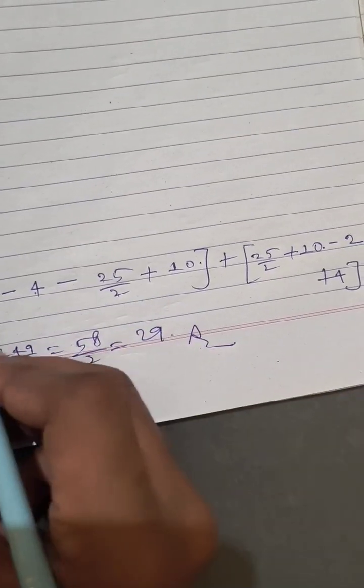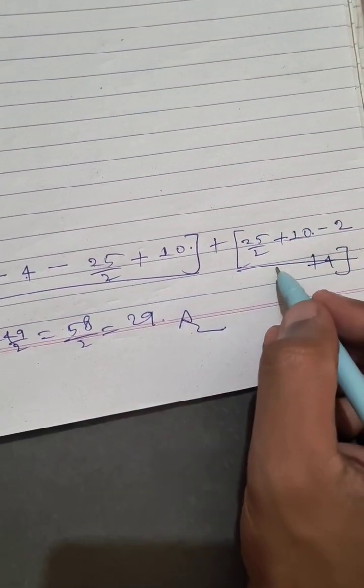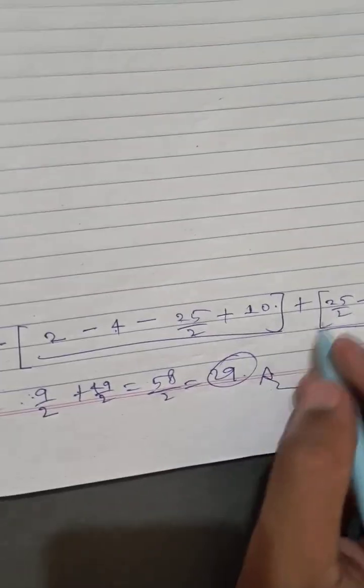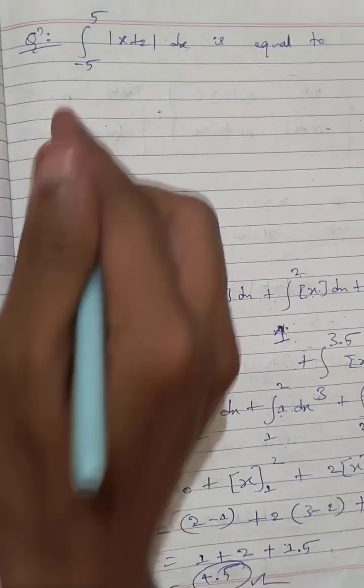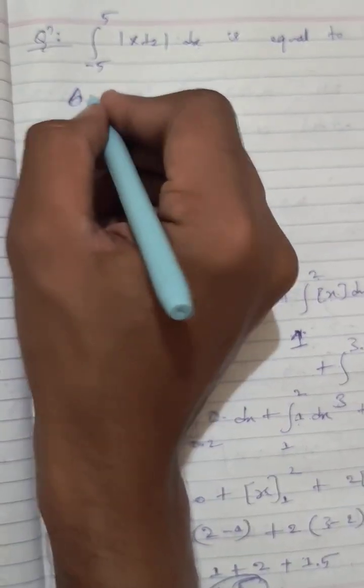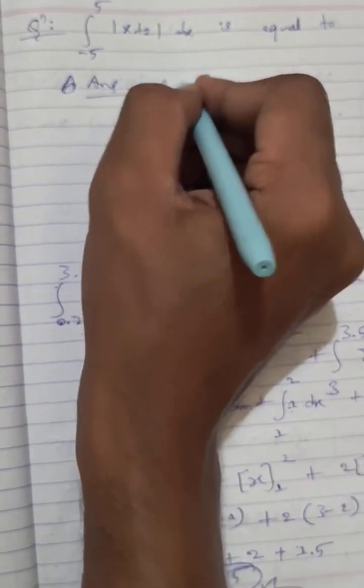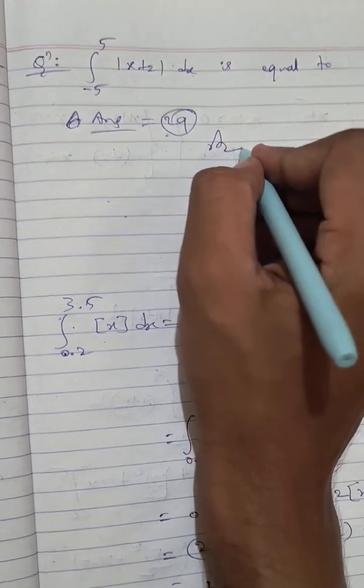Observe the calculation whether it is right or wrong. So the answer is 29. Which is the option here? The option is 29. I haven't written the option here, sorry for that. So the answer is equal to 29. Is it clear, students? Thank you so much.